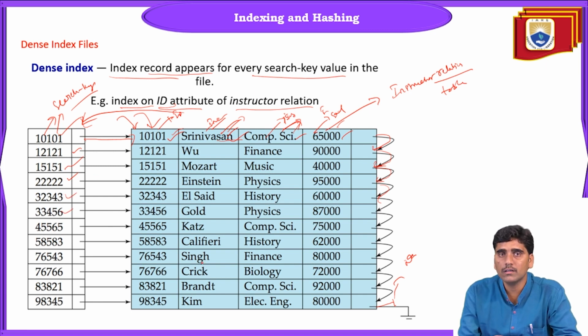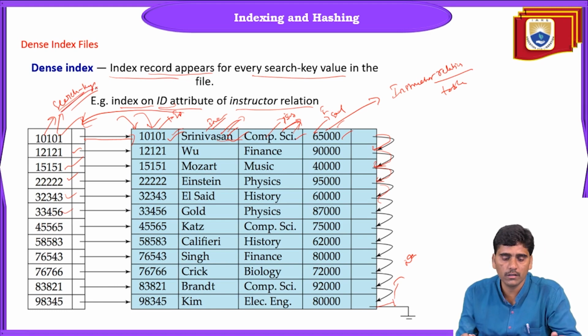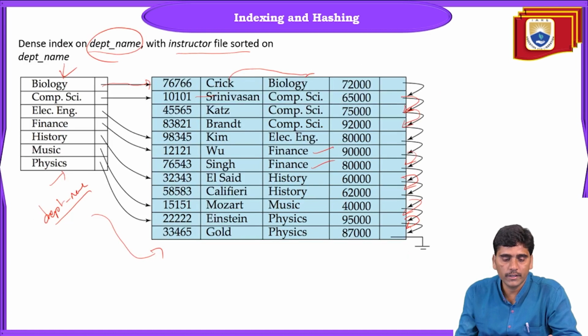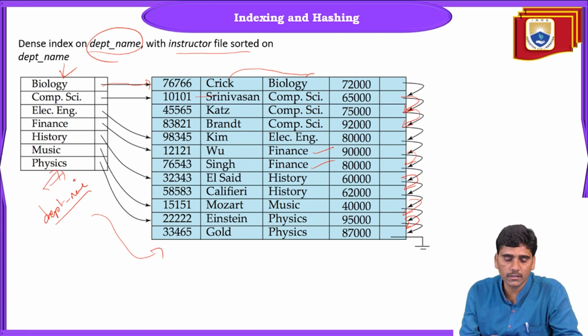Like that, every index record will find the information based on the search keys. Here the instructor ID is taken as the index ID, and for the dense index, here we are taking the department name, with the instructor file sorted on department name. So the department name will be acting as an index ID.